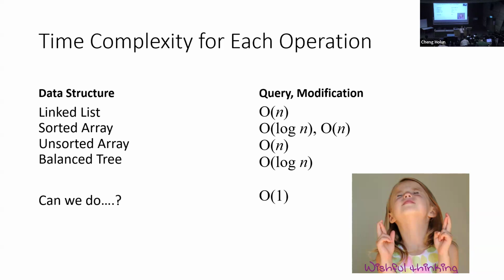What if your data set is really large? O(1), what does that mean? I don't care how large your data set is. Every insertion, deletion is O(1). Is that possible? Let's see, okay?